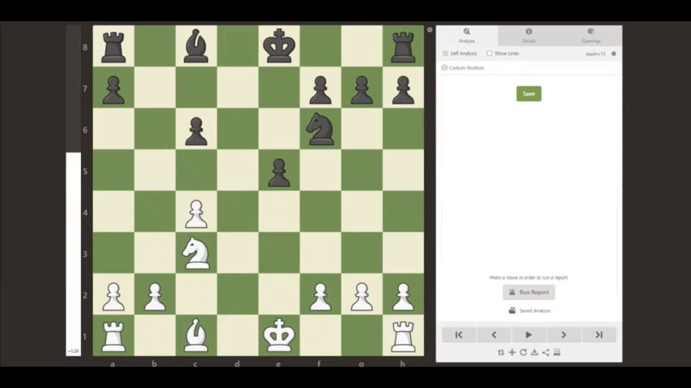Now let's look at a couple puzzles to review the rules of castling. For each example, try to figure out if white can castle kingside or queenside. If white can't, try to figure out what rule is preventing white from castling.